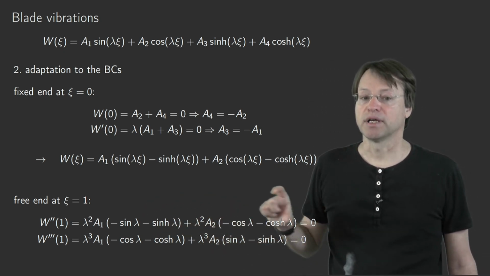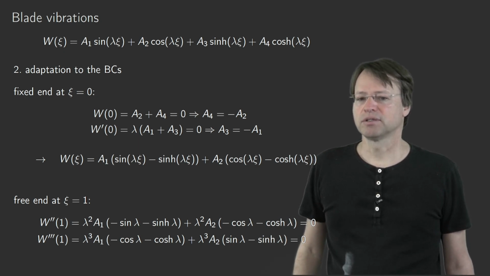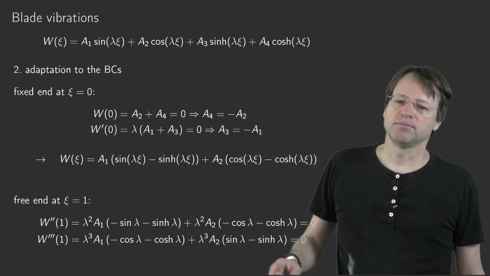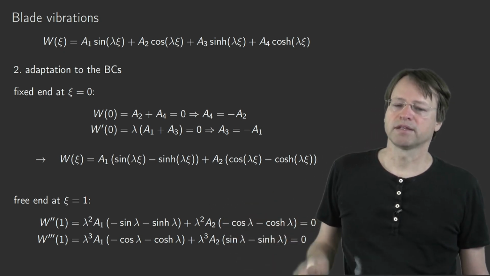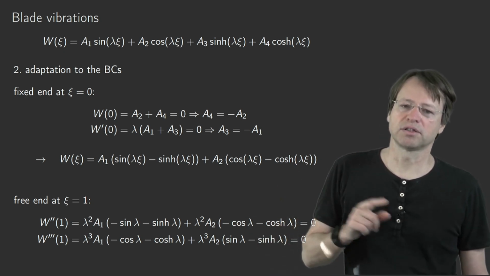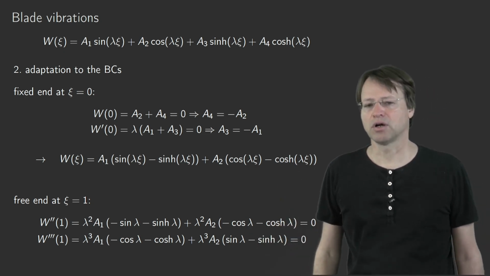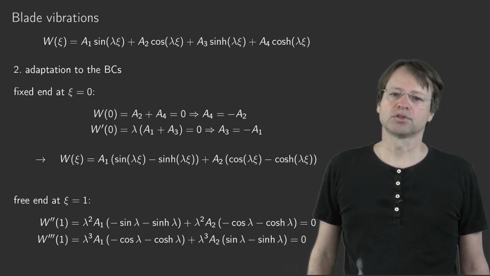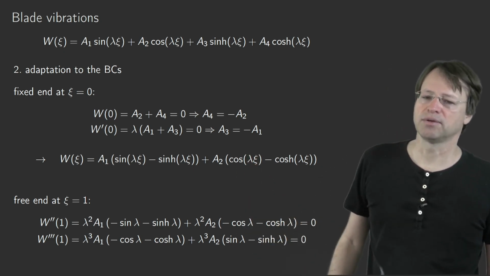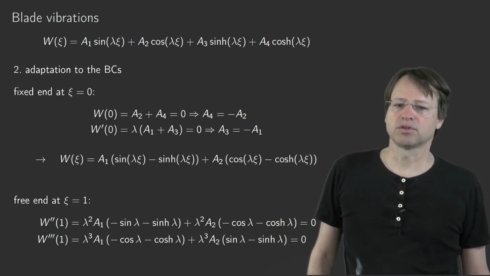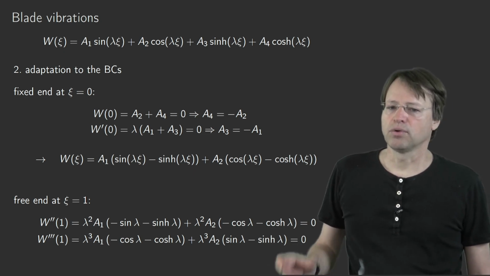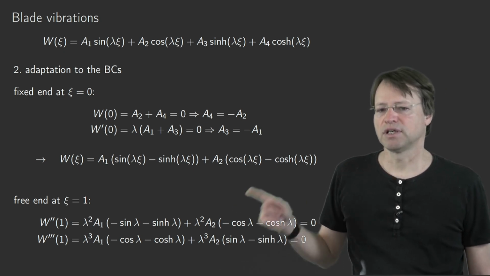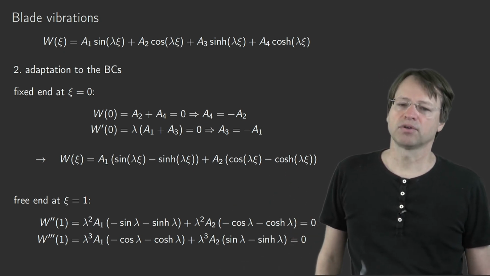So this is an algebraic system, and this algebraic system can be written in matrix shape, with the coefficient matrix times the vector a sub 1 and a sub 2, and on the right hand side we find zeros. So it's a homogeneous linear algebraic equation, and we need non-trivial solutions, otherwise the 4 integration constants are equal to 0. These non-trivial solutions are obtained if the coefficient matrix is singular. The singularity of the coefficient matrix is equivalent to the vanishing of the determinant of the coefficient matrix.